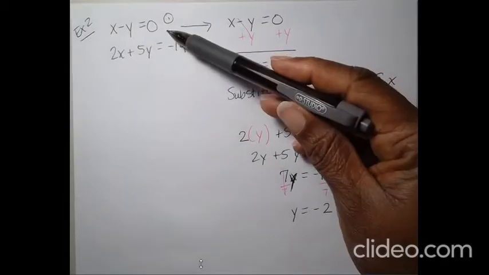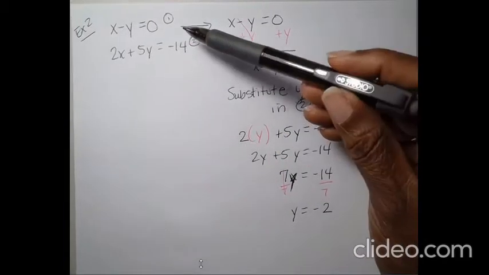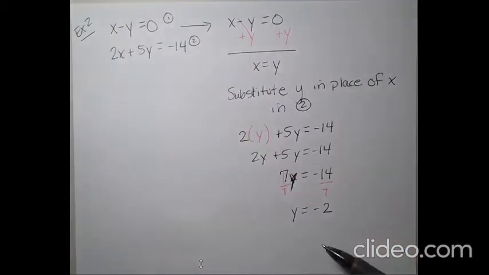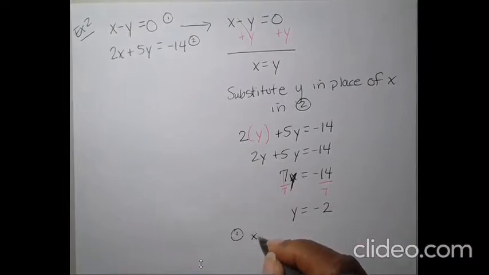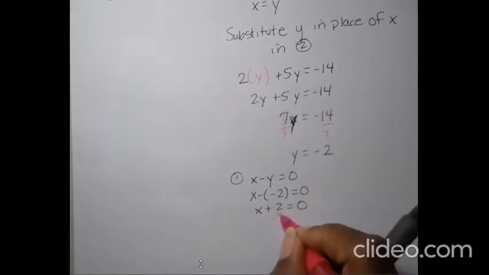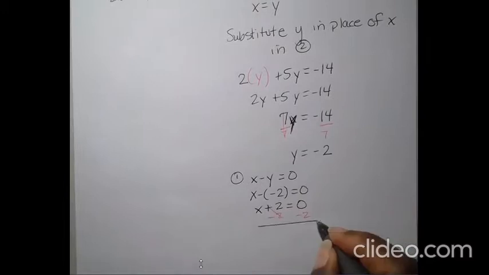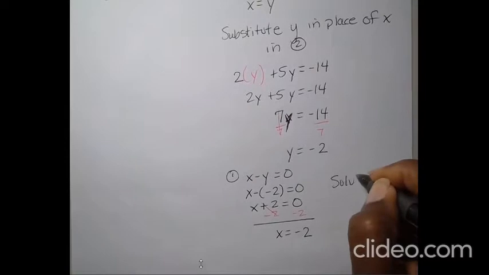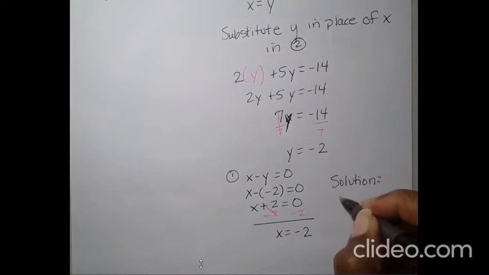That way you can make sure that if you made some error in your manipulations here, you won't mess up your solution. So the other equation, number 1, is x minus y equals 0. If we put negative 2 in place of y, we have x minus negative 2 equals 0, which is x plus 2 equals 0. In order to solve this, we subtract 2 from both sides, and x equals negative 2. The solution for this system of equations is negative 2, because x is negative 2, y is negative 2.